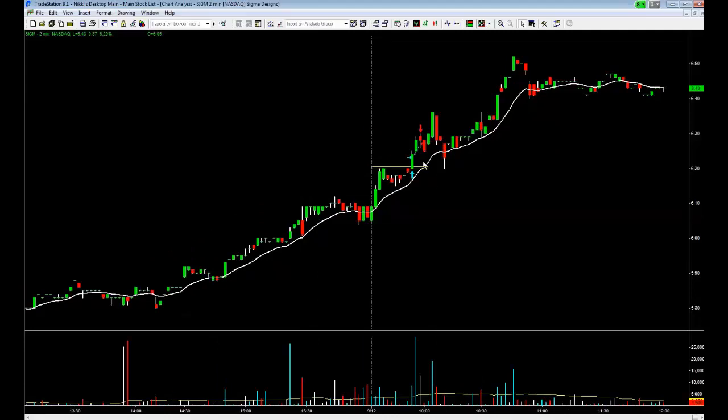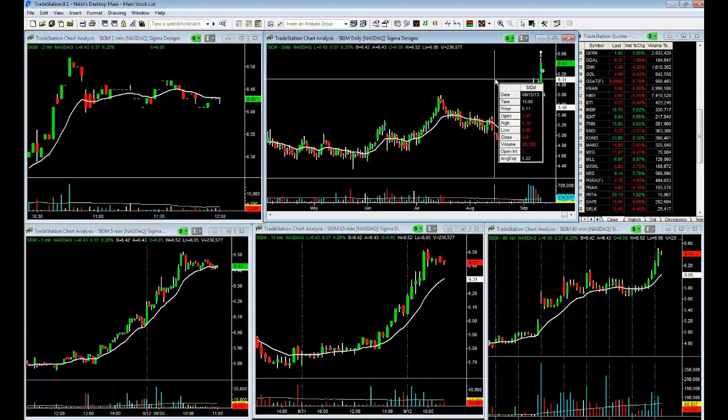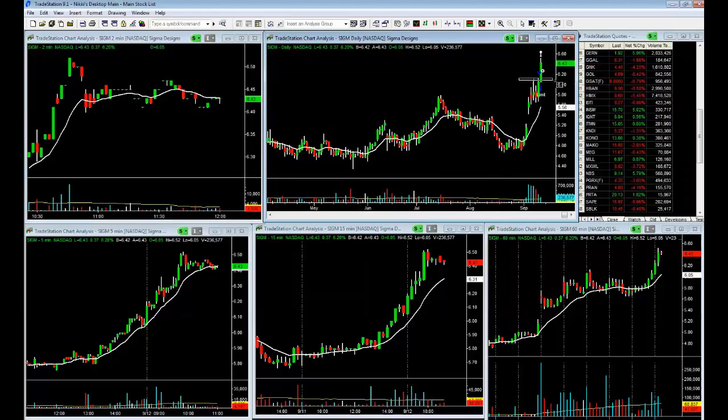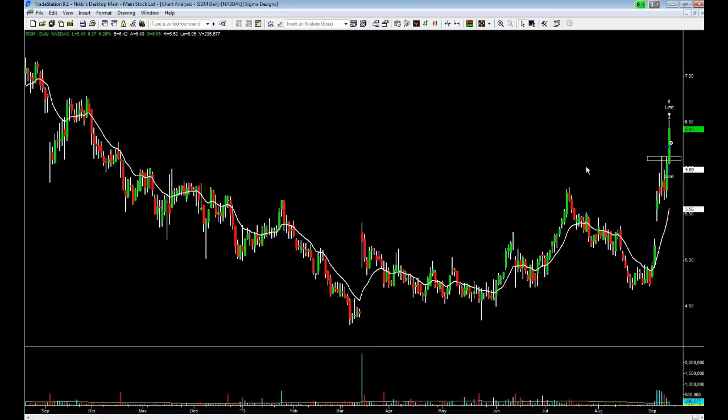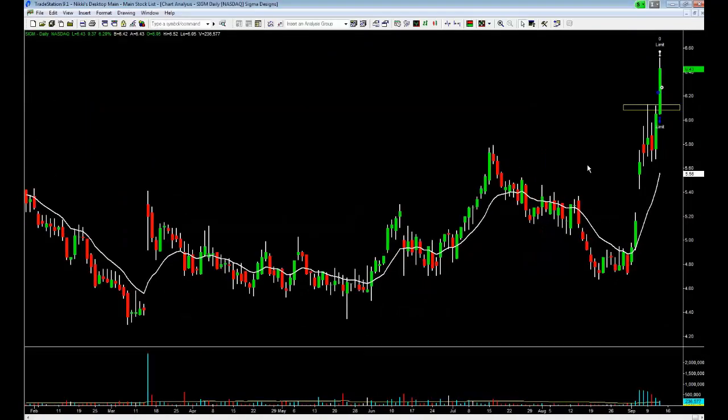So even though this was mismanaged because of an accident, I'm still going to show this to you because it's a really great trade. This is a continuation trade. Basically, on the daily we had this run followed by a pullback, followed by continuation of the momentum to the upside. Wow, look at this thing. It definitely had a nice run today.